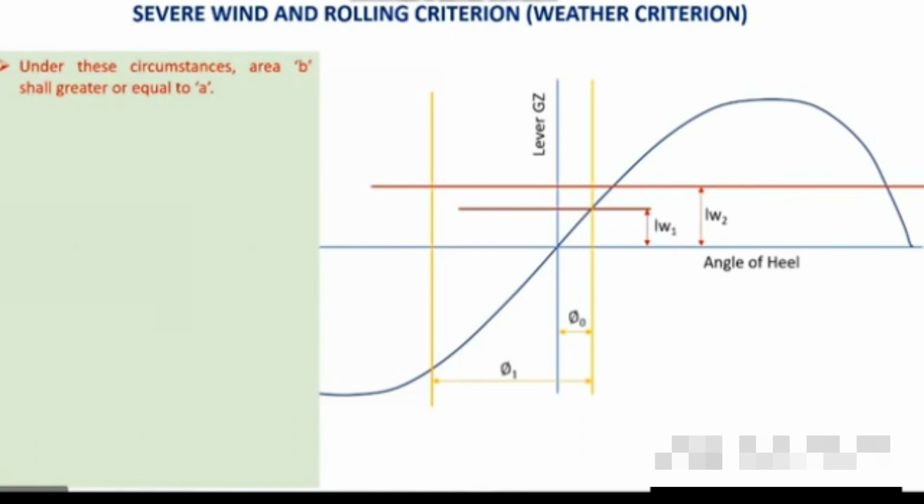What is area A? This is area A. What is area B? This is area B. Area B is calculated up to what angle? It is calculated up to angle phi 2. And what is phi 2?